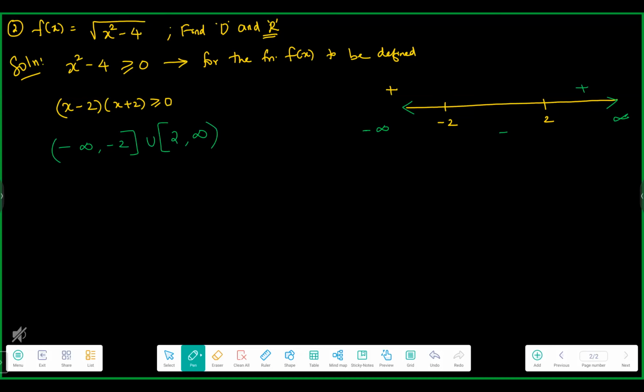So what is this? This is the value of x. So basically you will write it as x belongs to this value. Am I clear with this? So what is this? This is the domain. So this is going to be the domain of the function. Okay. And just make a note of this.